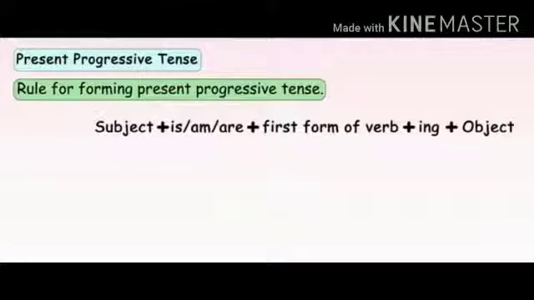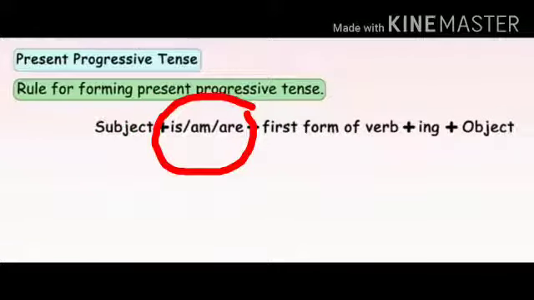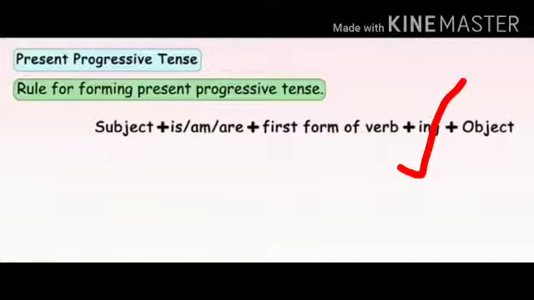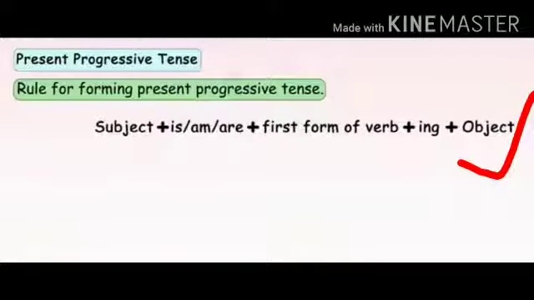Now, let us study about the structure of a sentence in present continuous form. Firstly, we write the subject, then we use the helping verb is, am, are according to the subject. Then we write the first form of the verb and then we add ing to the main verb and finally the object of the sentence.